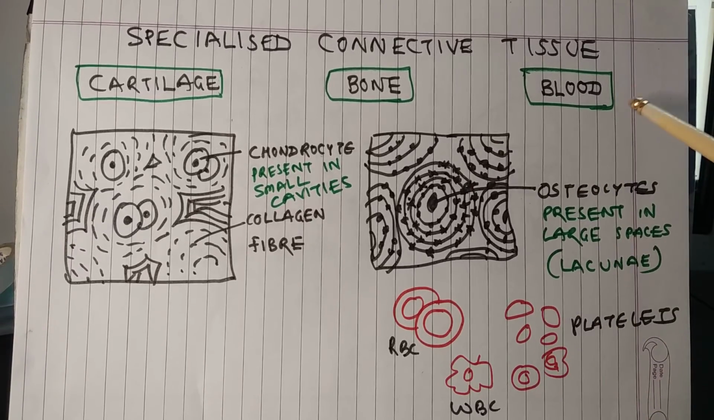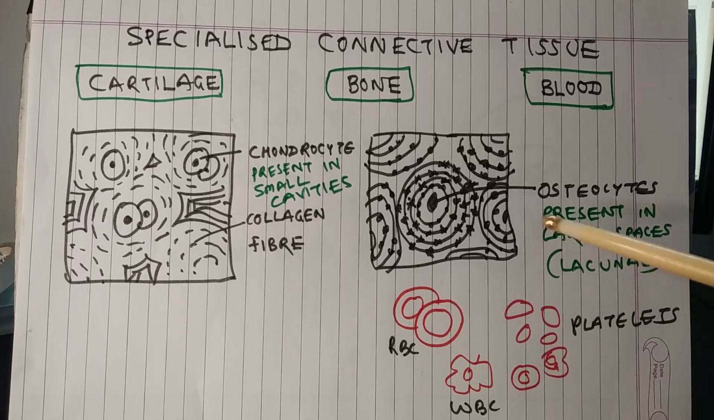Blood is one connective tissue which does not have fiber. Blood has matrix and some cells. The matrix of the blood is called plasma, and the cells you must have read earlier also. They are red blood cells, white blood cells, and platelets.